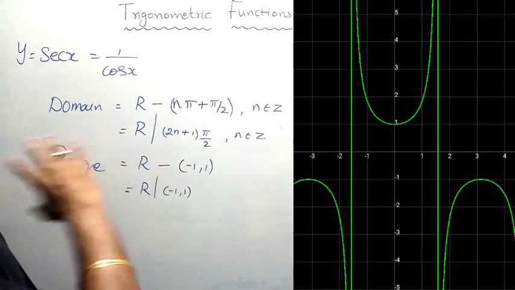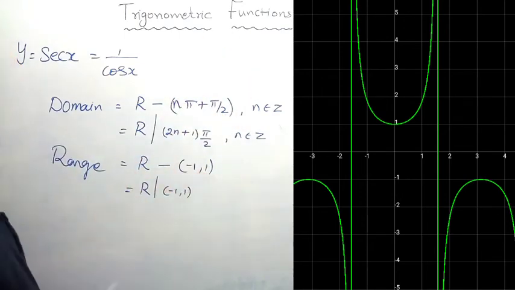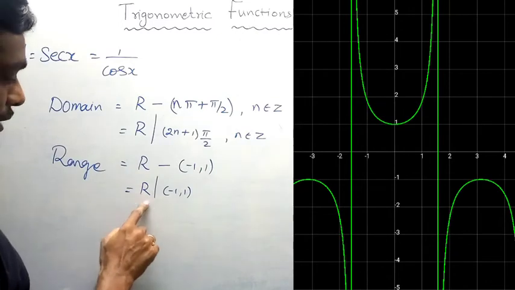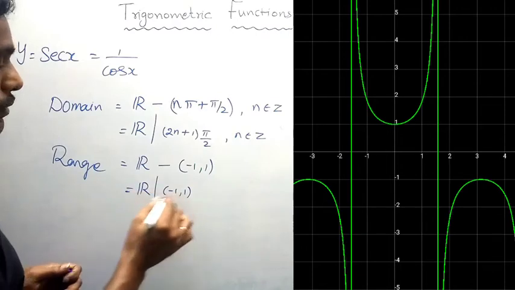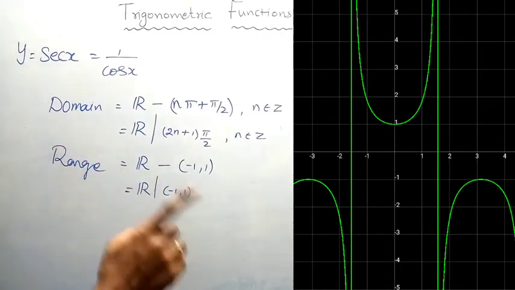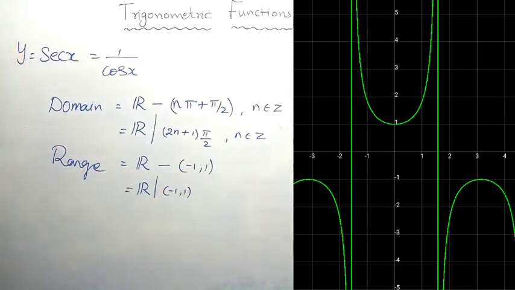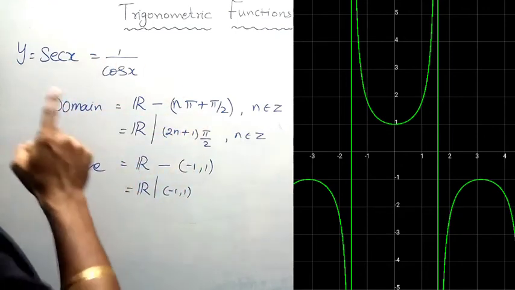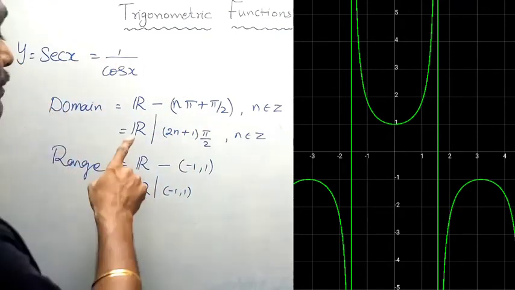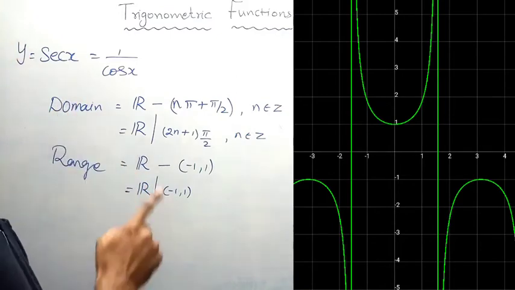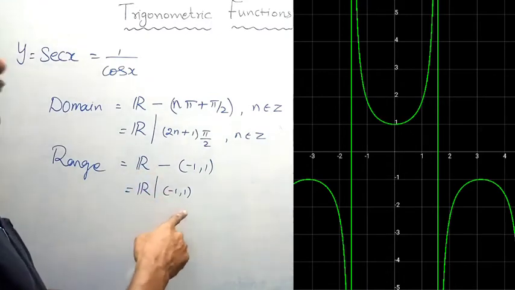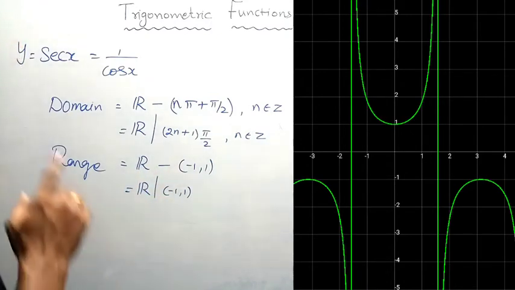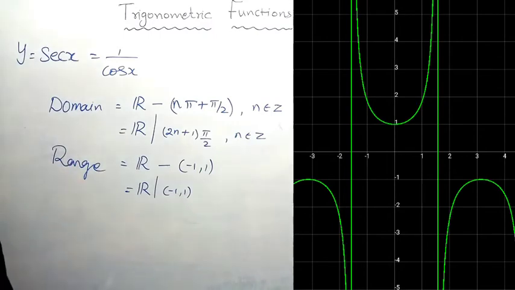The range is all real values except -1 to +1, because your secant x curve never lies between -1 and +1. So when you see the diagram itself, you can understand the domain, which is the set of all real numbers except (2n plus 1) times 90 degree, and the range is the set of all real numbers except -1 to +1. Is it clear? Secant x curve, this is the domain and range. Got it? Where n belongs to Z.